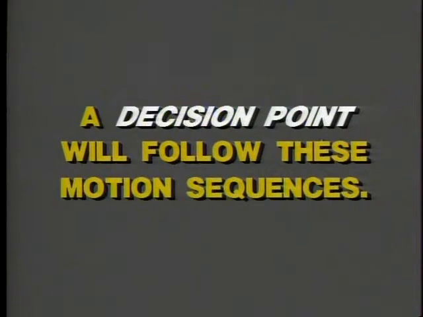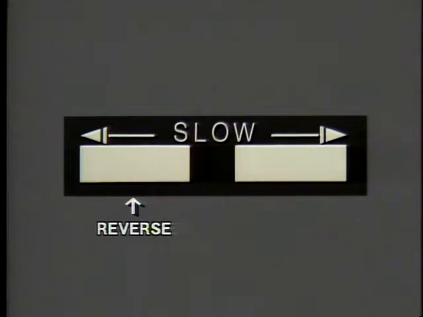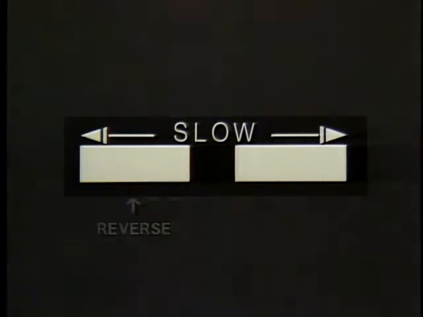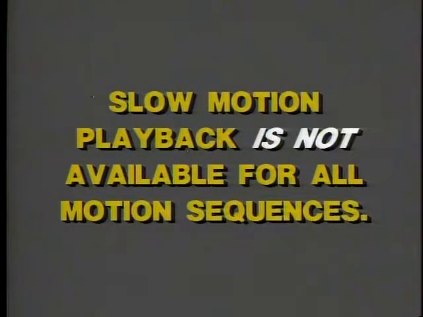The slow special function keys allow the viewer to replay certain motion sequences in slow motion. A decision point will follow these motion sequences. This prompt will ask whether or not you wish to replay the previous motion sequence in slow motion. If the answer is yes, press either slow key, forward or reverse, and the motion sequence will be repeated in slow motion. Remember, not all motion sequences permit the use of the slow special function keys.